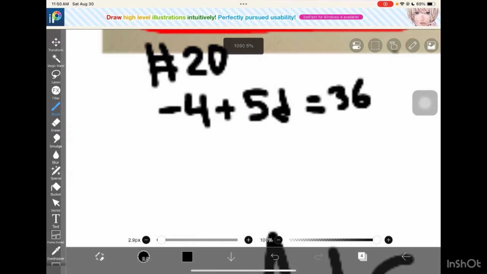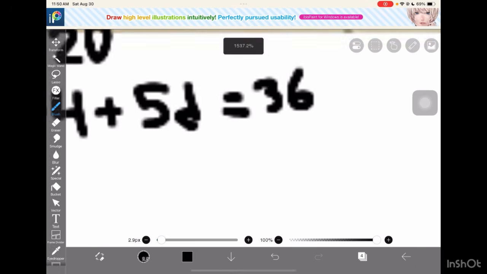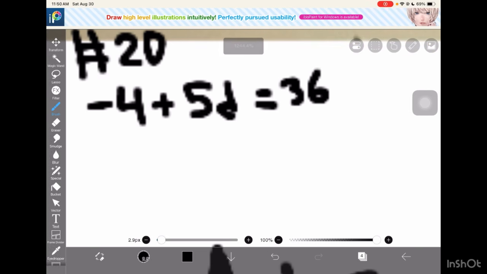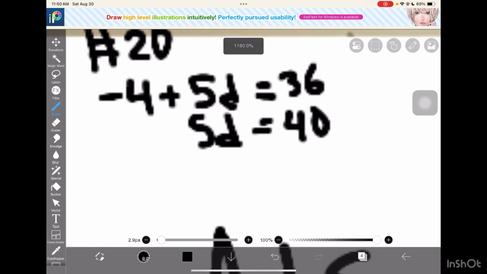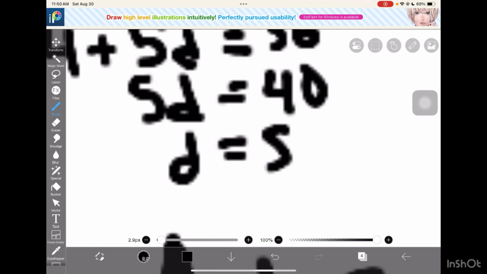Alright, then we transpose the negative 4 to the other side. It becomes positive 4. So 36 plus 4 is 40 is equal to 5d. Divide both sides by 5. That's d is equal to 8.